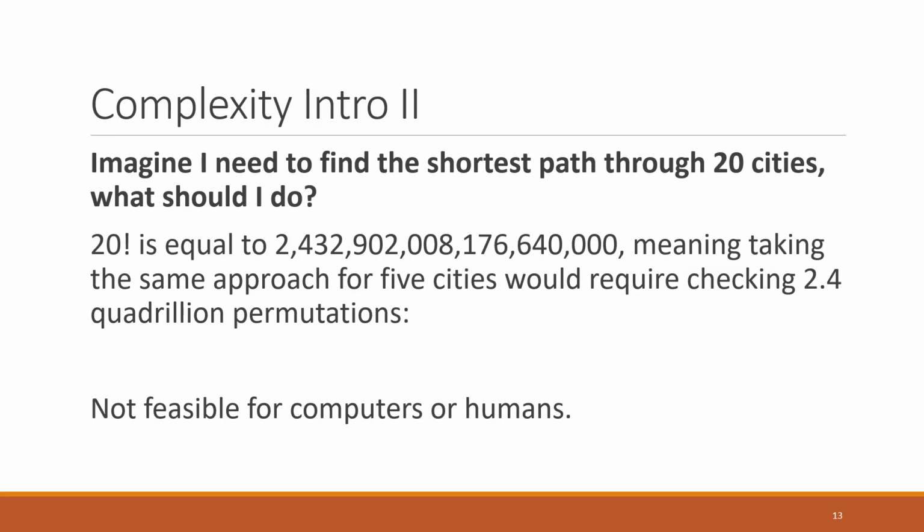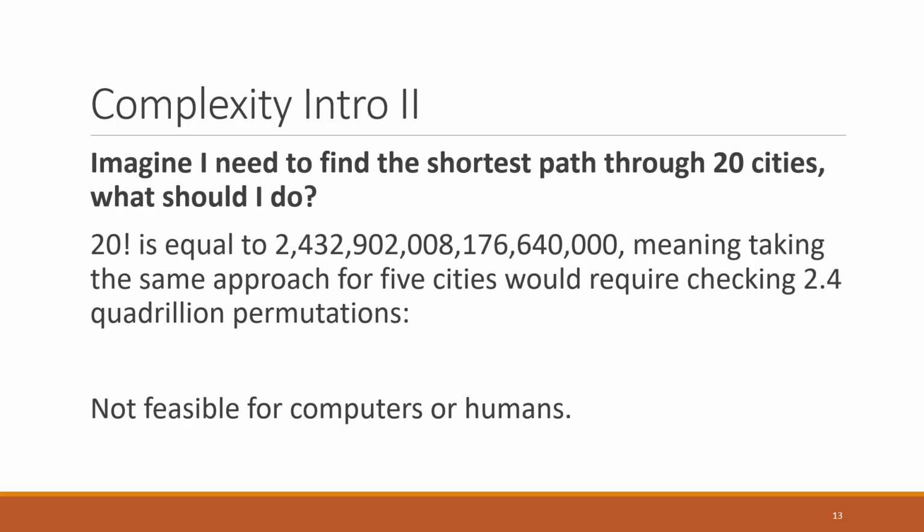Now if I ask you to do the same for 20 cities, well, 20 factorial is equal to 2.4 quadrillion, meaning that if we took the same approach that we took on the previous slide, it would require checking 2.4 quadrillion permutations. This is not feasible for computers and definitely not for humans. So this illustrates that TSP has factorial growth, meaning that when given a problem with n vertices, solving TSP naively will require checking n factorial tours.